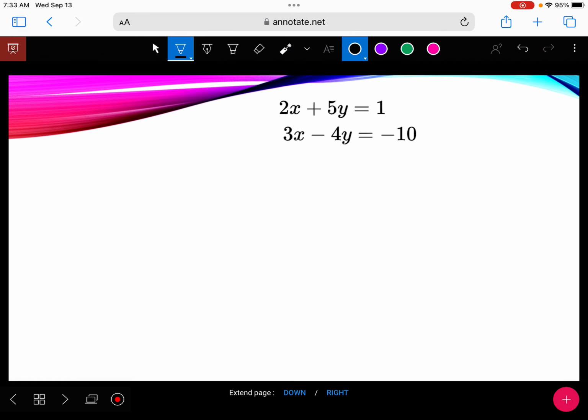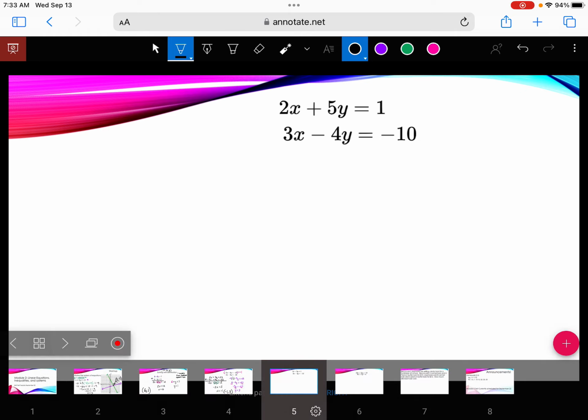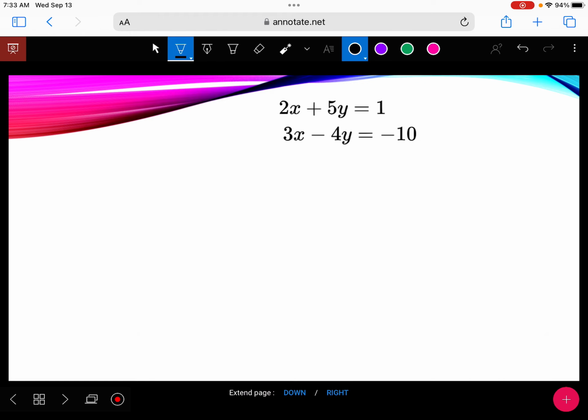We're going to do another one. Now I've got 2x plus 5y equals 1, and 3x minus 4y equals negative 10. And I don't see anybody nice that looks like they're going to get along. So 2x plus 5y equals 1. 3x minus 4y equals negative 10.